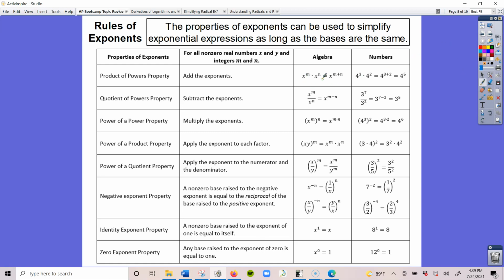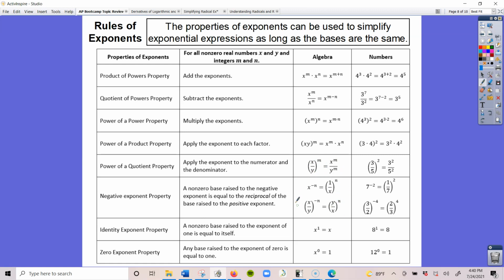If you have two terms being multiplied that have the same base, then you would add the exponents. If it's being divided, again, it always has to have the same bases, then you would subtract the exponents. If you have a number raised to an exponent and then that's raised to an exponent, you multiply the exponents. If you have two terms in parentheses raised to the exponent, that means that each of those terms also get raised to the exponent. Same thing with a fraction. You would just apply that exponent to both the numerator and the denominator.